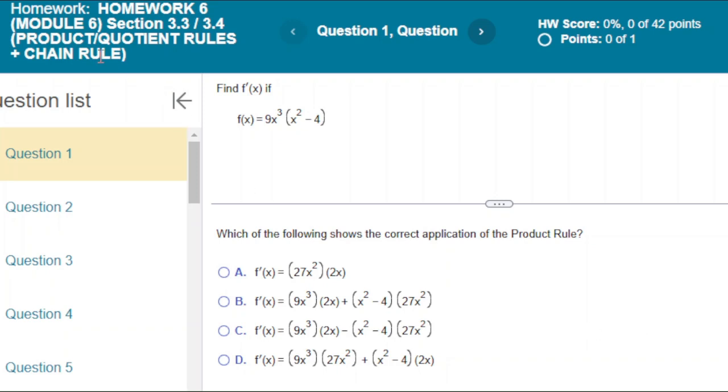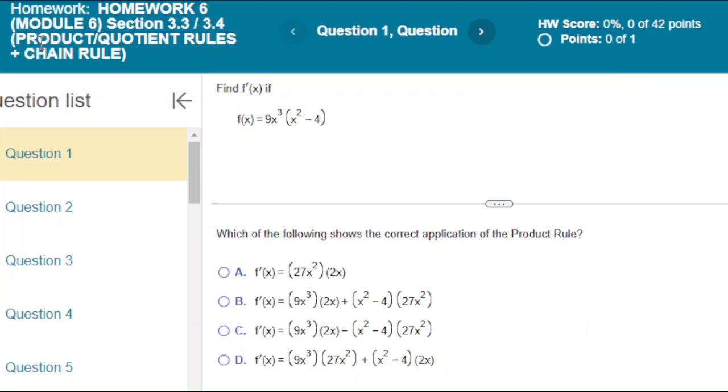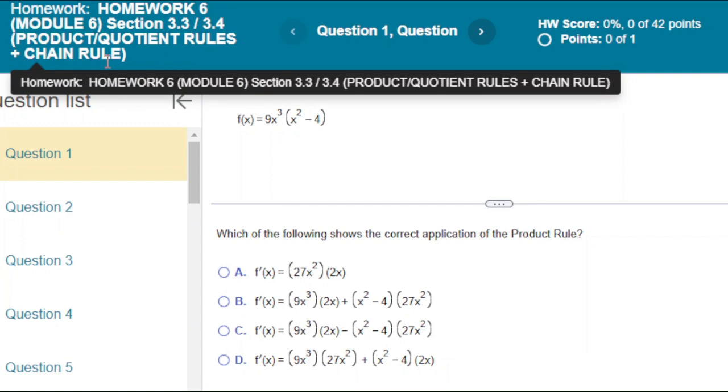All right, we're going to look at the homework for Module 6, and this module has to do with the derivative rules. So specifically, we have the product rule, the quotient rule, and the chain rule.